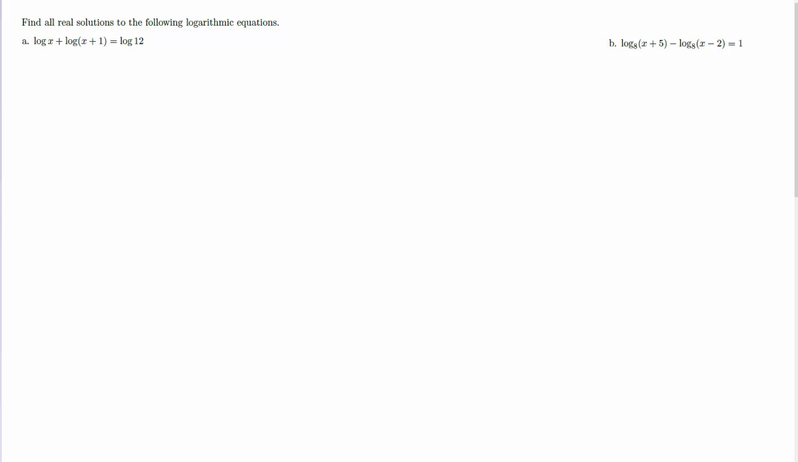Let's solve now together two examples of logarithmic equations. We are going to see the examples and I want you to see the difference between the two. The first one has a plus, the second one has a minus. We are going to use the logarithmic properties in order to solve these equations.